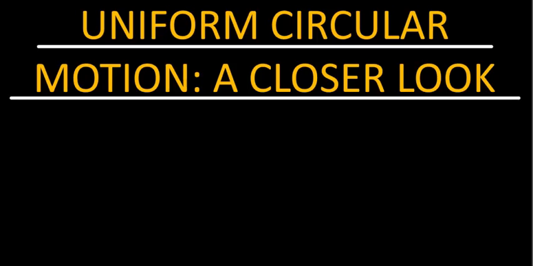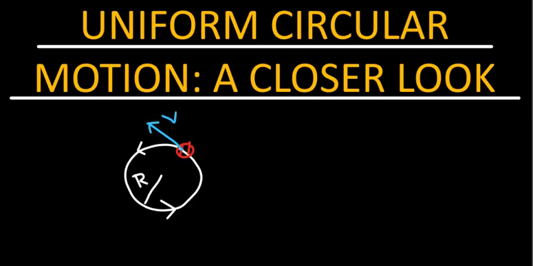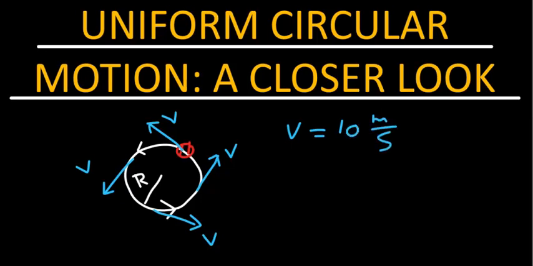In this video, we shall take a closer look at the concept of uniform circular motion. When an object moves in a circular trajectory at a constant speed, let's assume the direction of motion is counterclockwise. The radius of that trajectory is r, and the speed is always constant, namely v meter per second. Note, I stress the word speed, not velocity. Let's assume the speed is 10 meter per second.